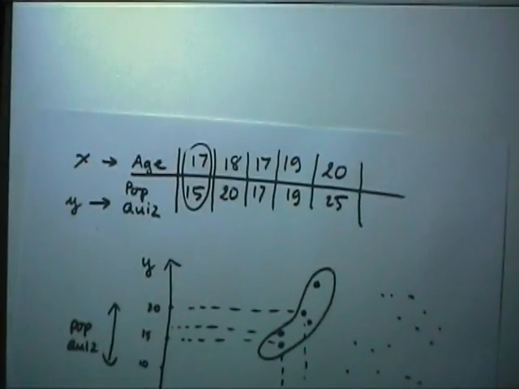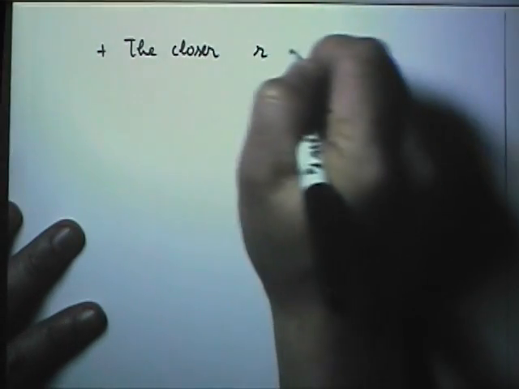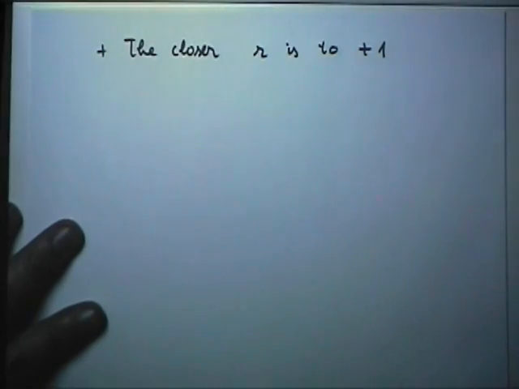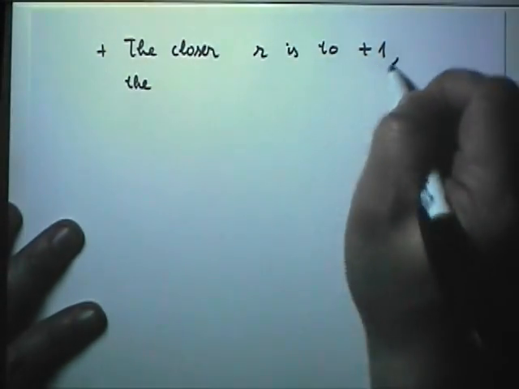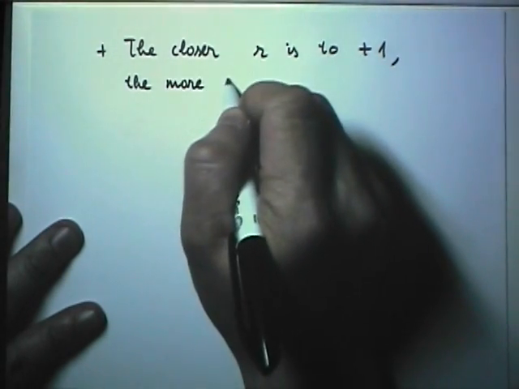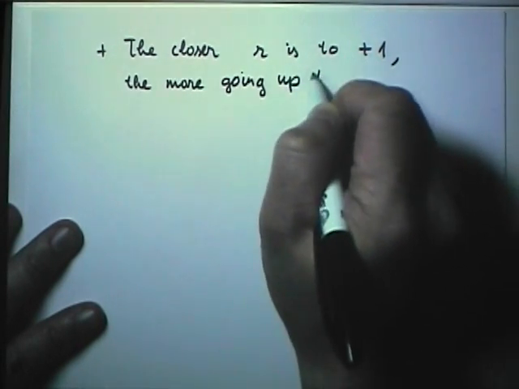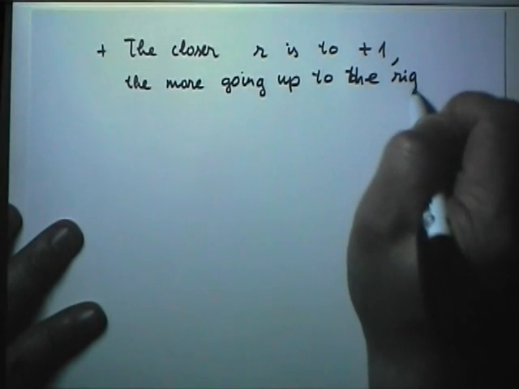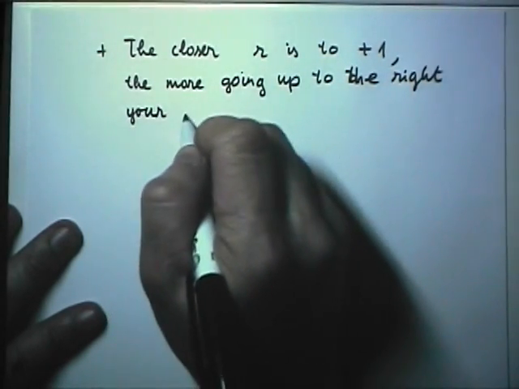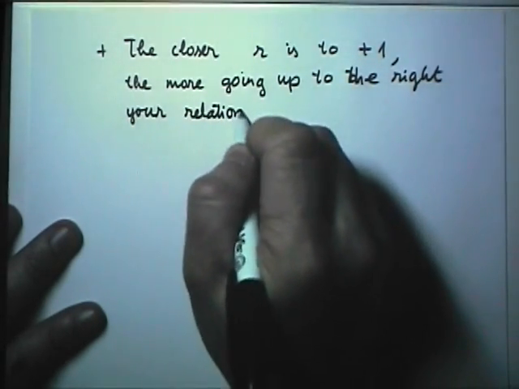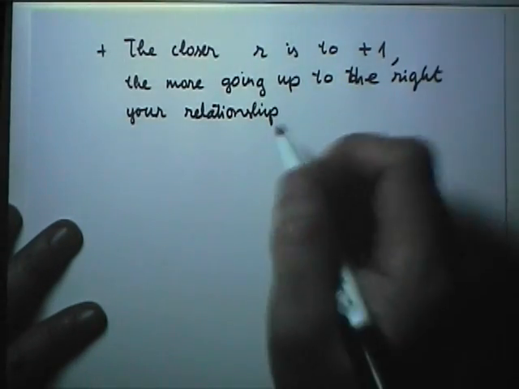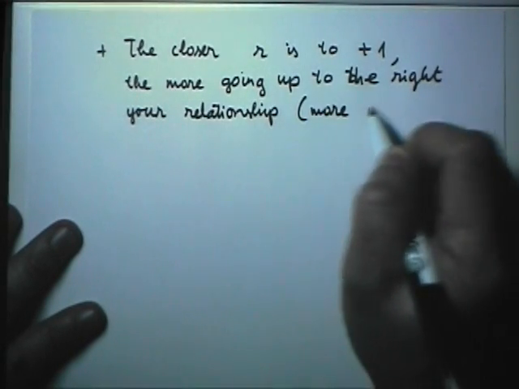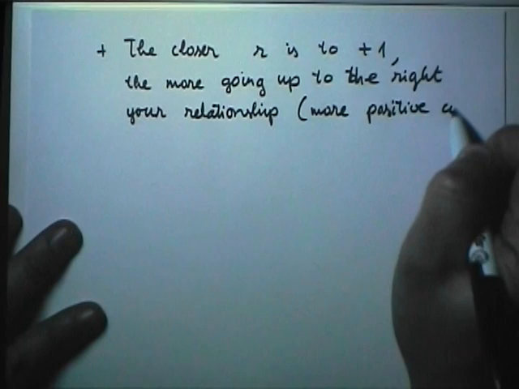So as a quick note for you to remember: when your R is closer to positive 1, then the more going up to the right your relation is. It's more of a positive correlation. Positive correlation.